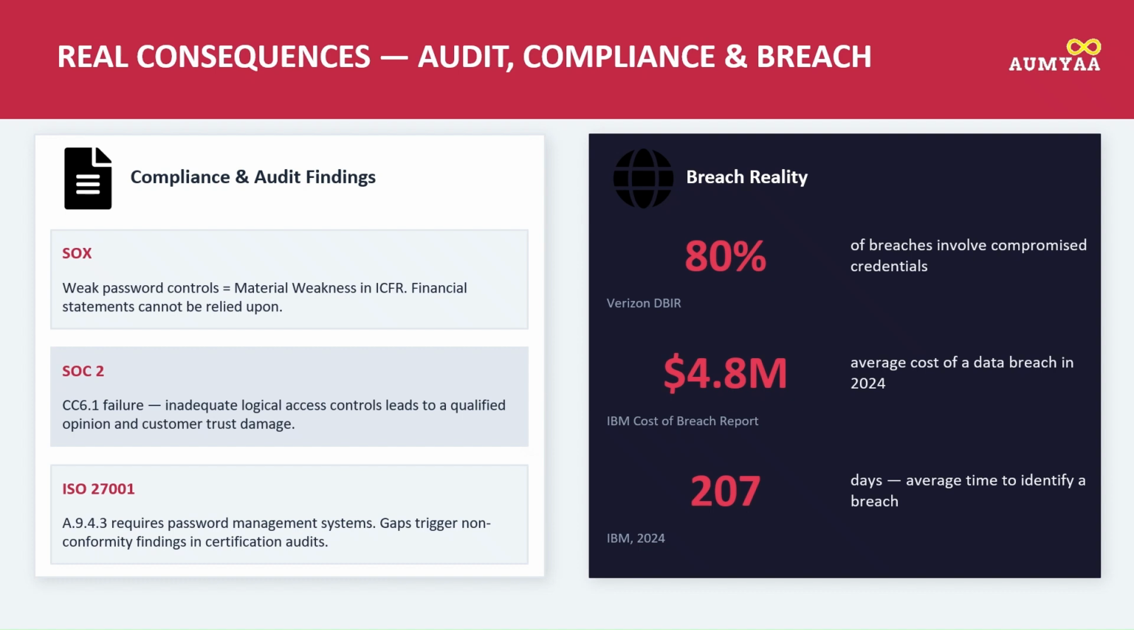From a compliance angle, weak password controls under SOX can be classified as a material weakness, which means your financial statements can't be trusted. SOC 2 has a specific control, CC 6.1, that auditors test for this, and the numbers back it up. 80% of breaches involve compromised credentials. The average breach costs around $4.8 million, and it takes over 200 days just to detect one.